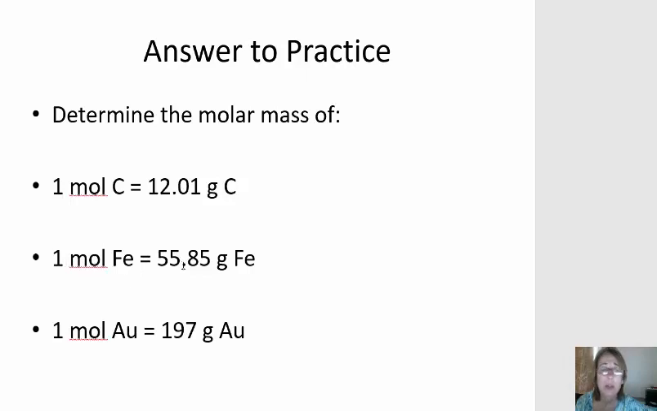If I have a mole of iron, that's 55.85 grams. If I have 55.85 grams of iron, there are 6.022 times 10 to the 23 iron atoms in that sample. And the molar mass, 1 mole of gold is 197 grams of gold. If I have 197 grams of gold, I have 6.022 times 10 to the 23 gold atoms in that sample.